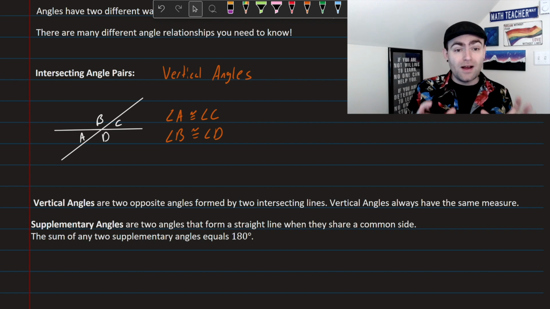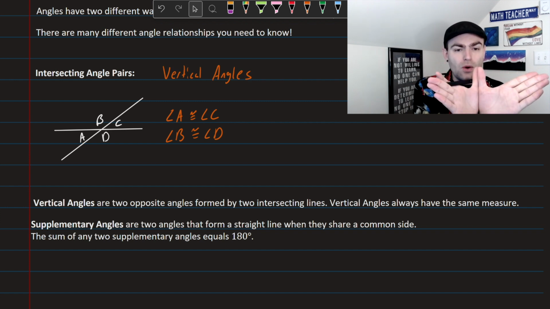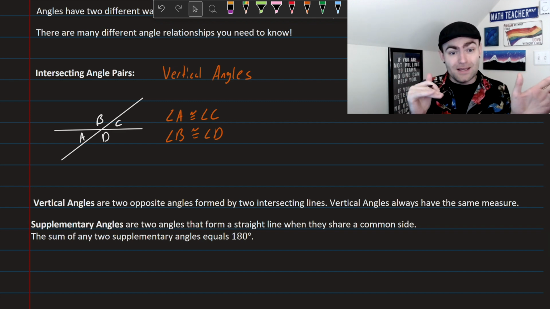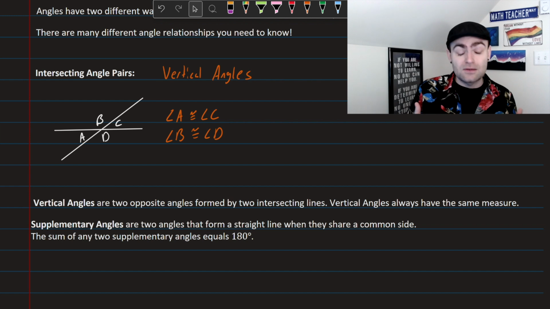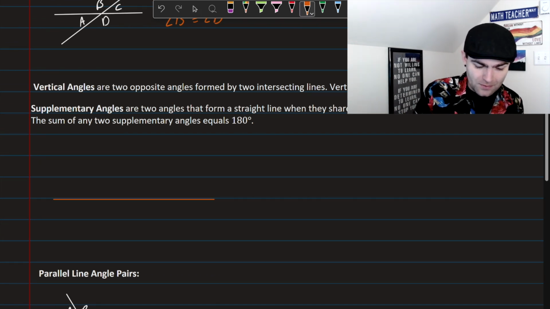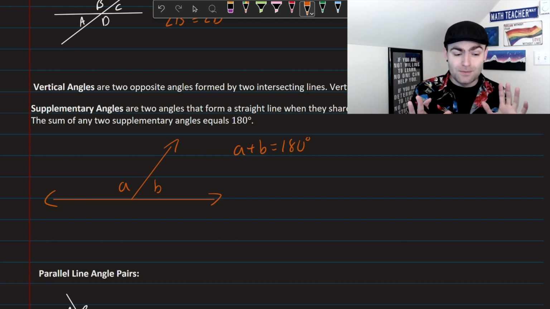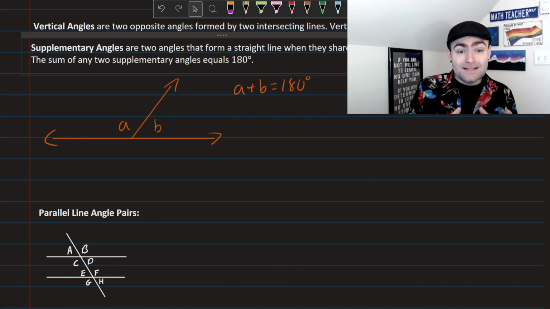Supplementary angles. If I take two angles and they share the same ray for one of their rays, and the openings themselves make a straight line, then those angles are supplementary, and they have the property of adding to 180 degrees. So if I take a straight line here and I split off of that another ray, and I call this angle A and this angle B, then A plus B has to equal 180 degrees. So not too bad.